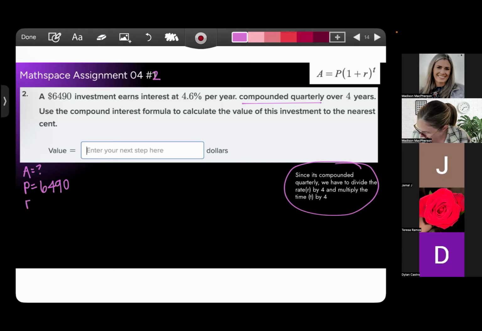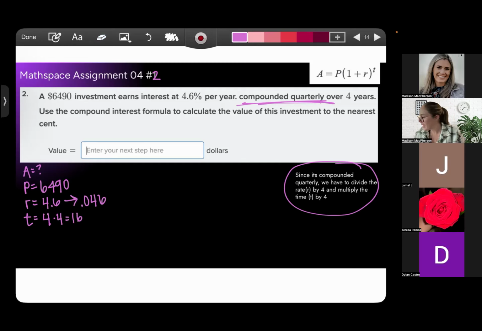R is the next thing we need. In this case, R is 4.6. So when we convert that to a decimal, it is 0.046. And then T is the time. T is going to be 4 years times it's compounded quarterly, so we have to multiply that by 4. Okay, so that's going to give us 16.